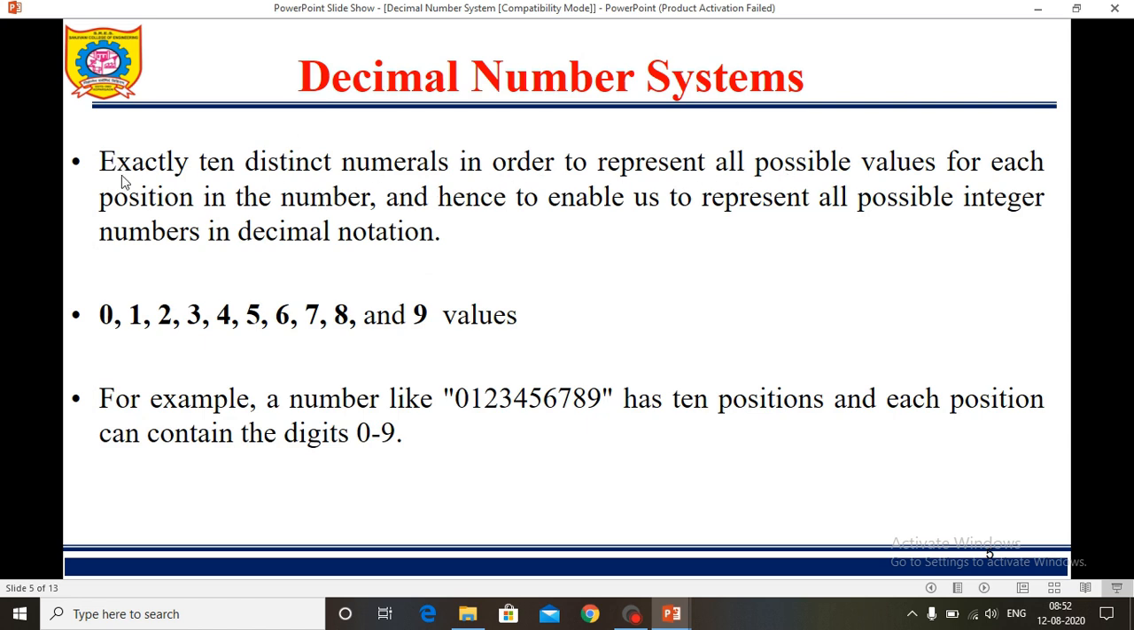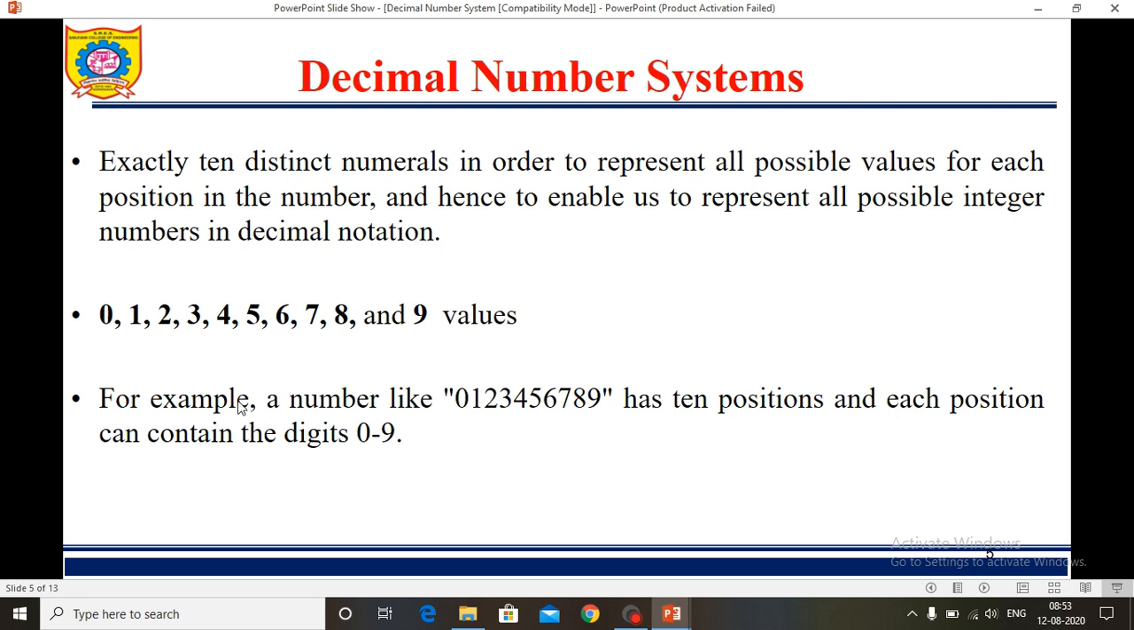In this decimal number system, there are exactly 10 distinct numbers in order to represent all the possible values of each position in the number. That is the numbers from 0 to 9, and hence this enables us to represent all possible integer numbers in decimal notation. So for representing we use only the combination from 0 to 9, which is 10 numbers.